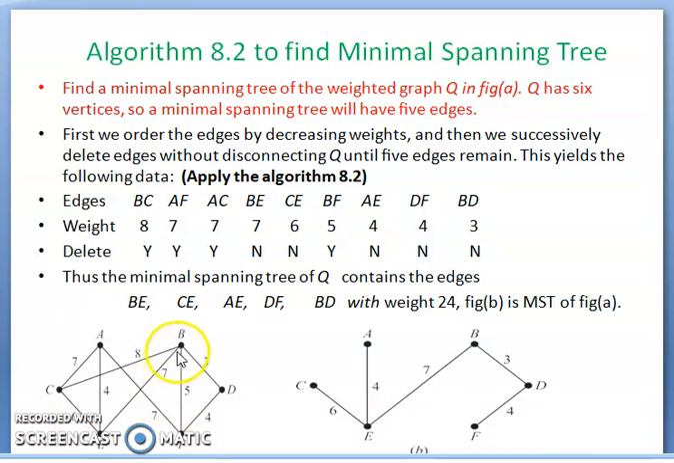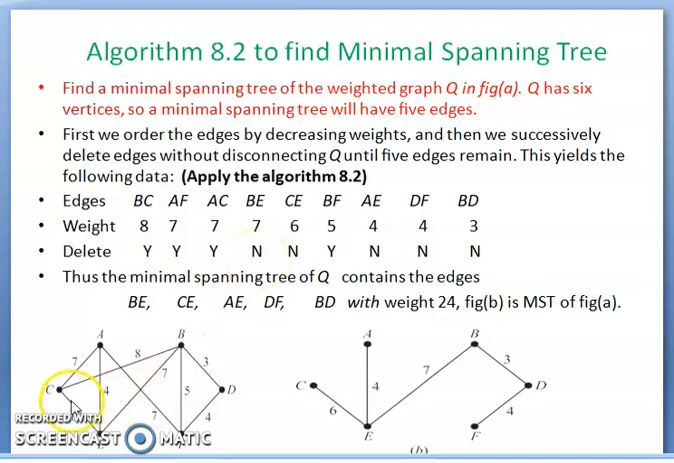Now, for example, if you remove BE, this is one graph and this is another graph. That can be disconnected because you already removed this edge and this edge also. If you remove this one, the graph is disconnected. So don't remove this particular edge. You consider BE. So for BE, delete is no.